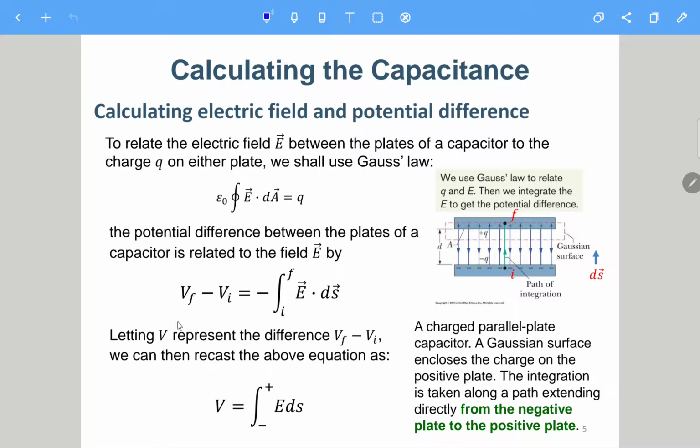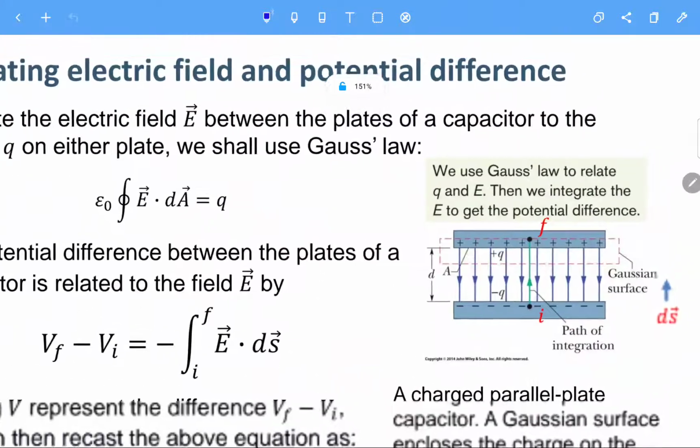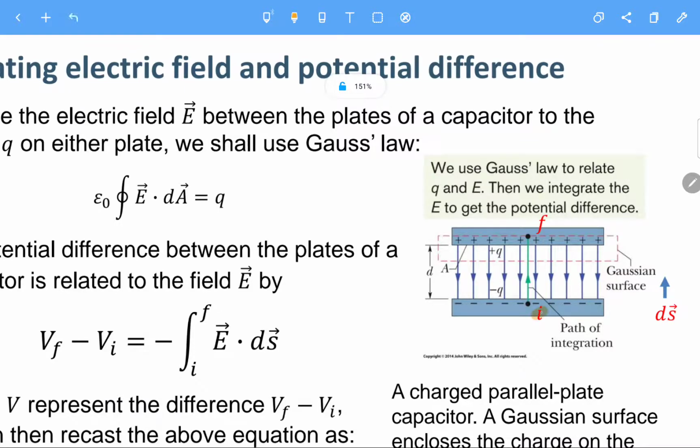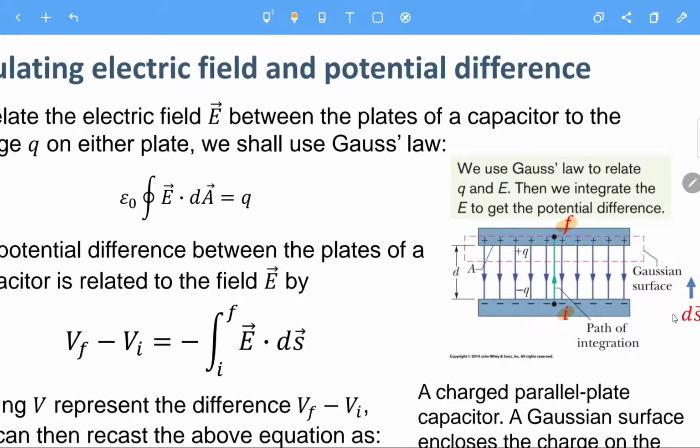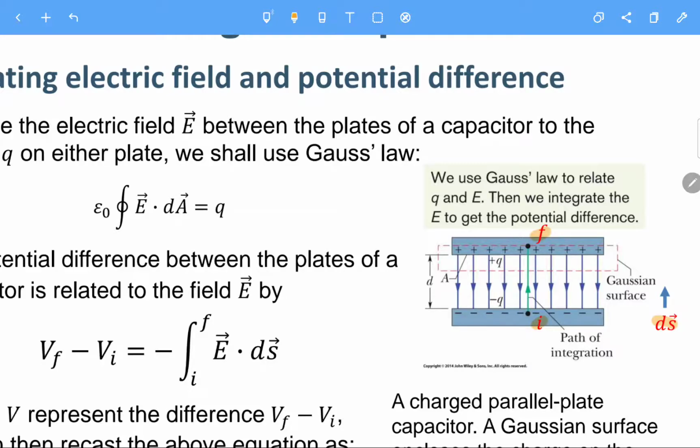And actually in chapter 24 we know that the potential difference is the line integral of the E field, and then take the minus sign. And in this figure, we have the initial point here and then the final point here. Initial point at the negative plate and the final point at the positive plate. So ds is pointing upward. So it is opposite to the E field direction.